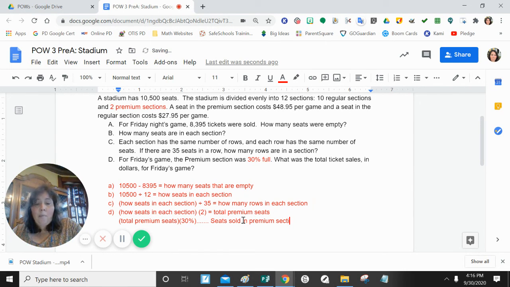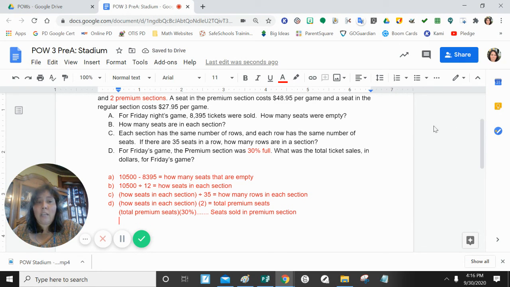Now, I'm not giving you the numbers to these answers. You have to figure that out yourself. It may sound like I'm speaking gibberish, but follow along with what we're doing. Take your notes and consider these statements as being your variables. So once I know the number of seats sold in the premium section, well, I can figure out how much those seats cost by multiplying that by the ticket price, which is $48.95.